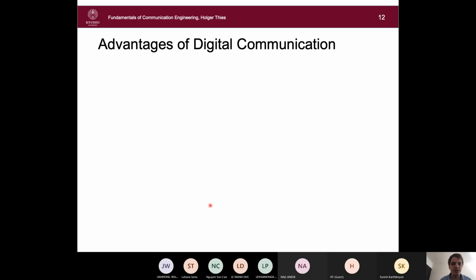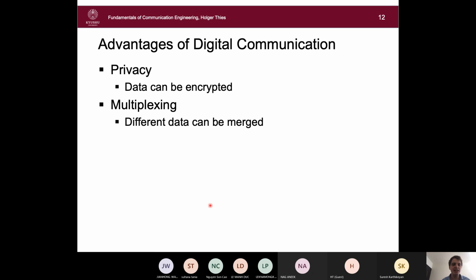And there are several advantages. Usually we prefer using digital communication because there are many advantages. Let me list some of them. One is privacy, because digital data can be easily encrypted. There's also multiplexing, which means that we can send more than one signal and merge them into a new signal. So we can merge two binary messages and have one binary message that encodes both messages. This is called multiplexing, which means different data can be merged.